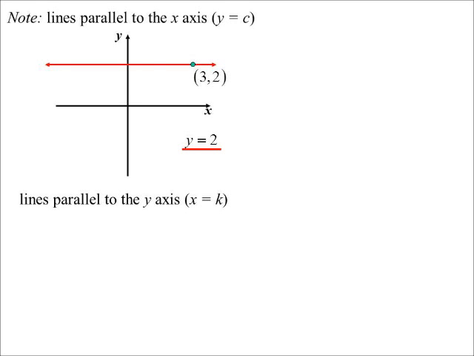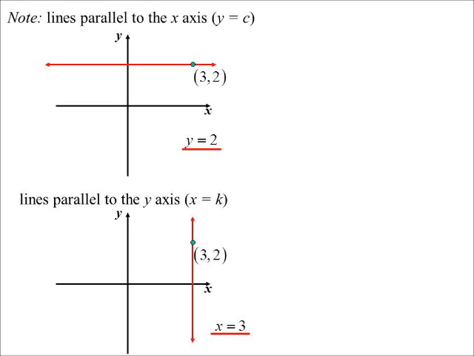And of course, we could have ones parallel to the y-axis. Similar thing happens. x is equal to a constant. If it was going through the same point, then that one would be x equals 3, because x is the constant value.